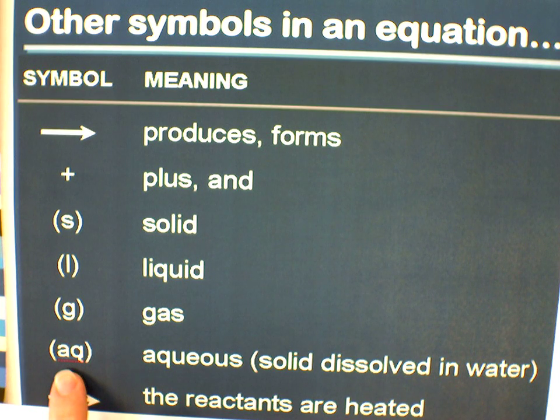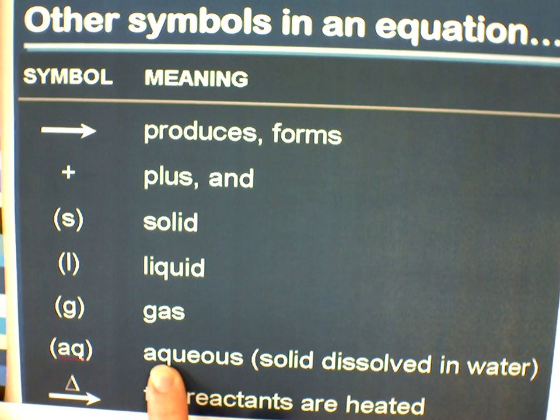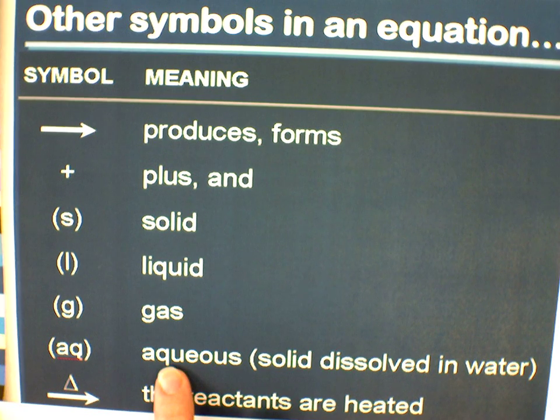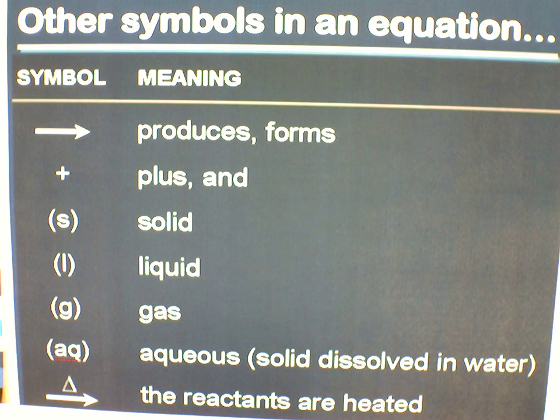Down here, this is an AQ. It kind of looks funny, but AQ means aqueous. It means that the solid has been dissolved in water. You did the ionic, covalent and metallic properties lab a few weeks ago where your sample A was aqueous. It was acetic acid, but it was dissolved in water. So you did not have pure acetic acid.